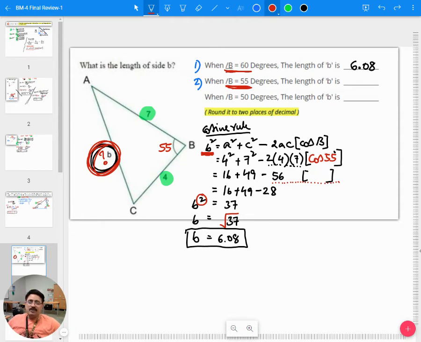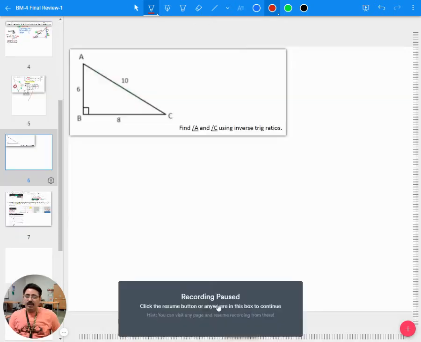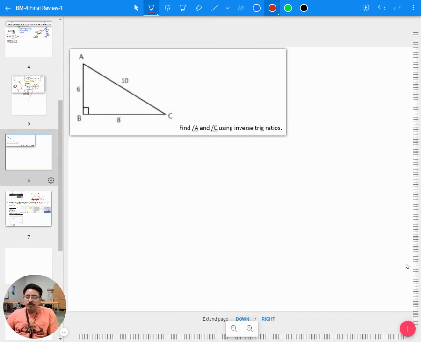This is what you are expected to do, or else you may compute the second part and the third part. Then what is the value of b if angle b is 55? What is the value of b when angle is 50 degrees? This is what you have to do. Okay, let's move to the next question, which is the last question for today's session. 3 sides are given and you are asked to find the measure of angle A and the measure of angle C.